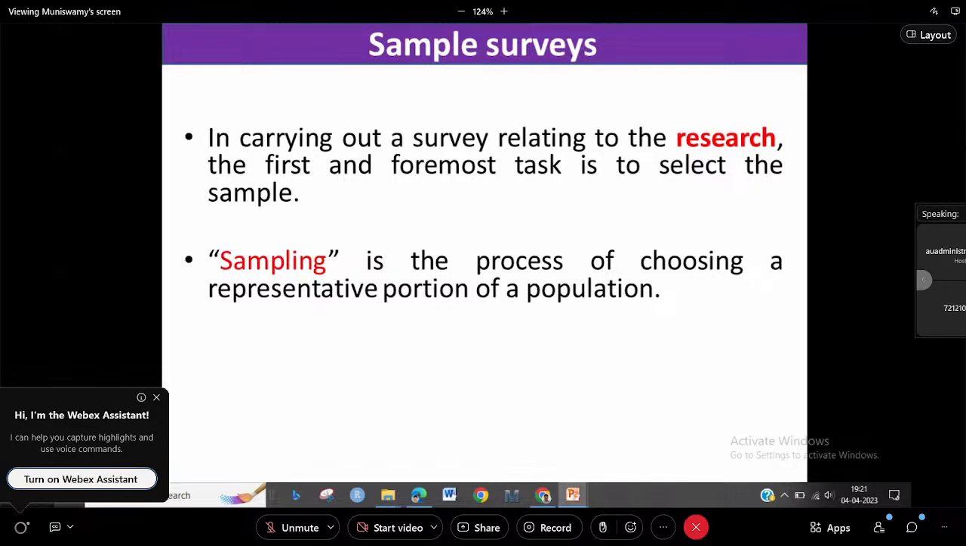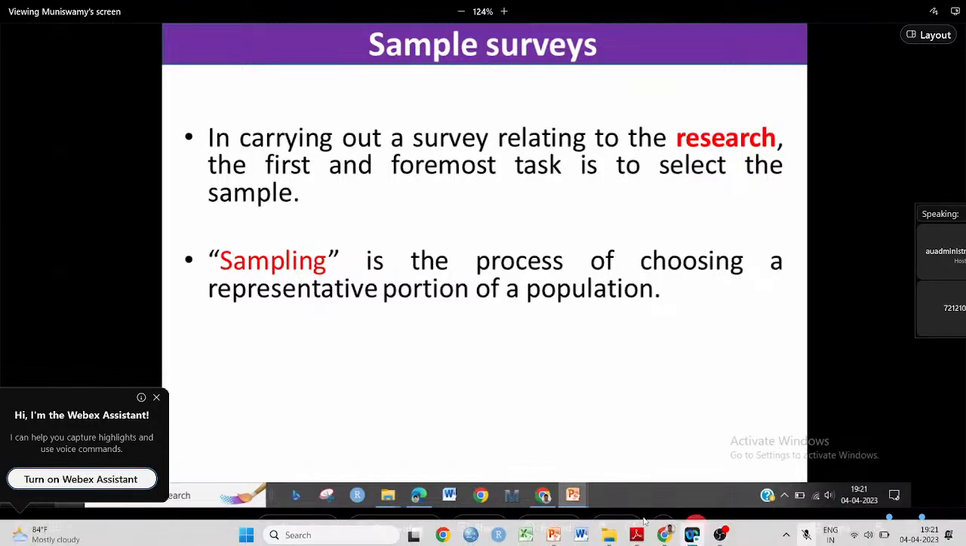How to draw the sample from the population? That is what we call sampling techniques. So in sample surveys, the purpose is not to investigate the whole population, but just to observe a part of the population's characteristic, and then generalize it to the whole.